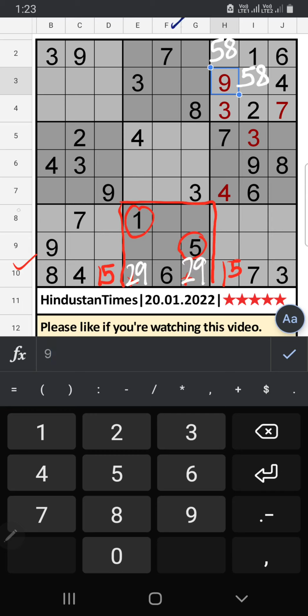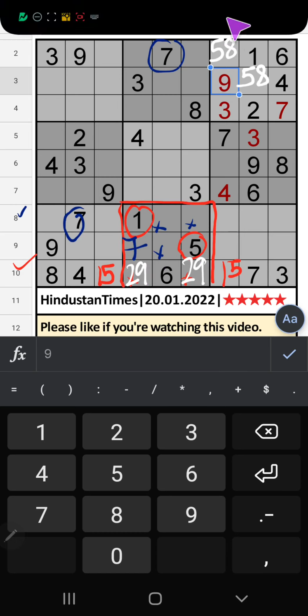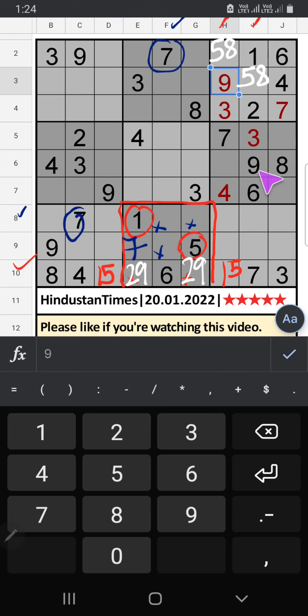Column F and 9th row, we have 7. So 7 can't come in these cells. Then 7 is confirmed here. Column H and column I, we have 9. So 9 can't come in these cells. 9th row also we have 9. Then 9 is confirmed here.